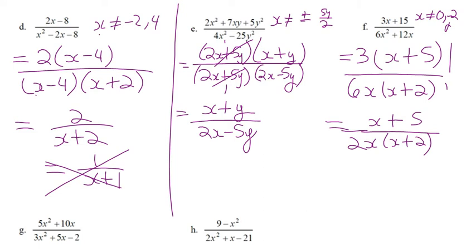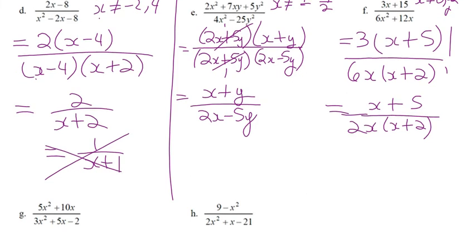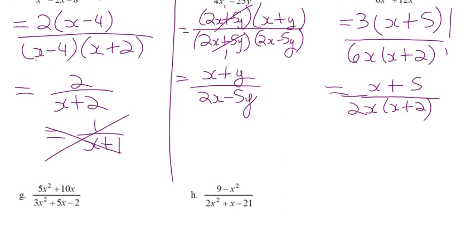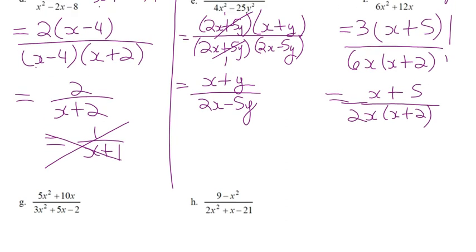Okay, questions on D, E, F? Nope, let's do the last two then. G and H. Oh, sorry. G and H and then number 6, and then we'll be done. Although we kind of already did number 6. Okay, just let me know when you're ready. Good? All right.